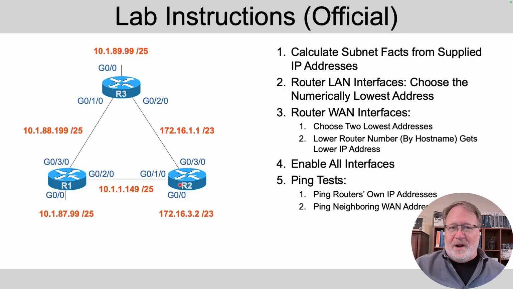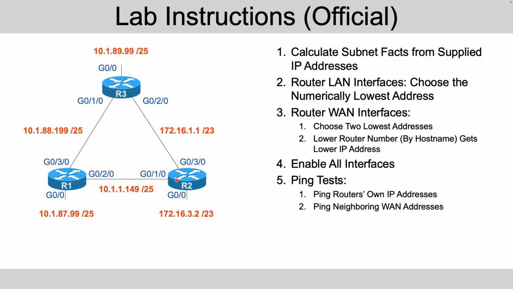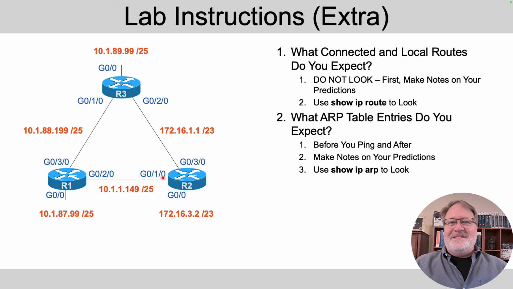Make sure all the router interfaces you're using are enabled, and then I want you to do some ping tests. Each router, you should ping its own IP addresses, and you can ping the IP address on the other end of each WAN link. That's it for the standard instructions from the lab blog page.